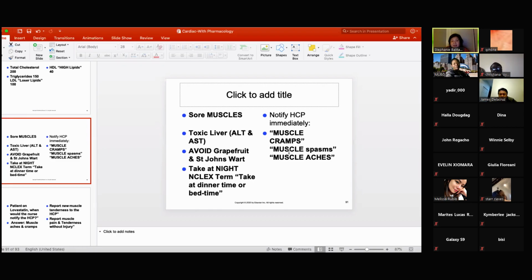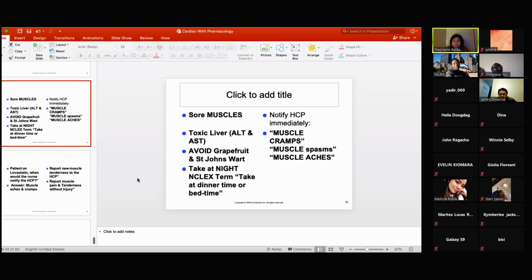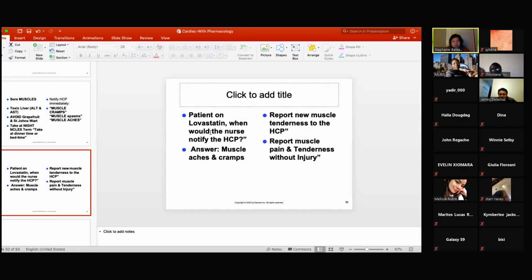aches. Notify your healthcare provider for those. The question would look like this: patient on lovastatin, when would the nurse notify the healthcare provider? And the choices would be all of those things. And then your answer should be muscle aches and cramps.